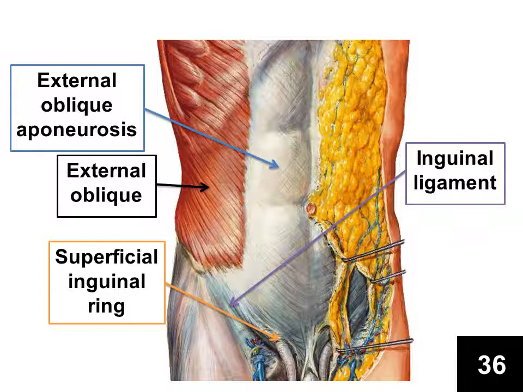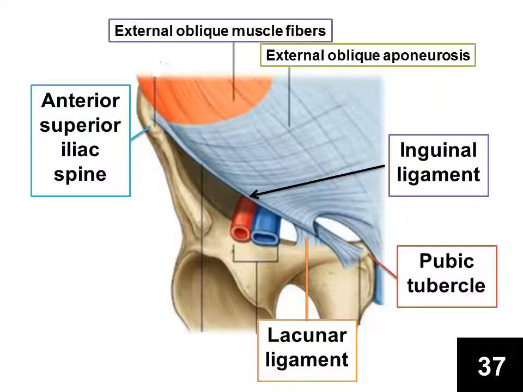Now let's go to the other picture. هذه الصورة تشوفك الانجوينال ligament وتشوفك lacunar ligament. So from the medial end of the inguinal ligament there is a lacunar ligament that extends backward and upward to the pectineal line on the superior ramus of the pubis.